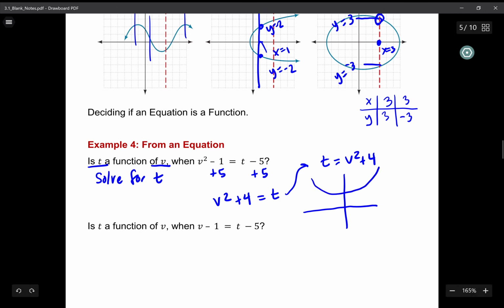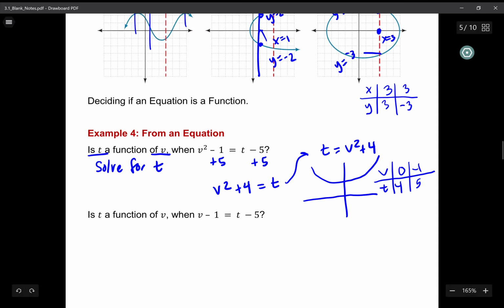And we can see that would pass the vertical line test, but we can also see that no matter what we put in for v, if we wanted to fill in a table, we would get a unique t out. So if we put in 0 for v, we'd square it plus 4, get 4. If we put in negative 1 for v, we square it, we get 1 plus 4 is 5. And you can fill out the table and see for yourself that no matter what v you put in, there's only one t that you're going to get out.